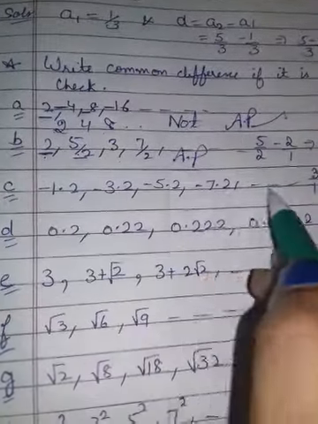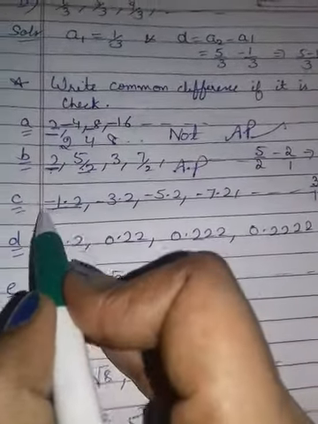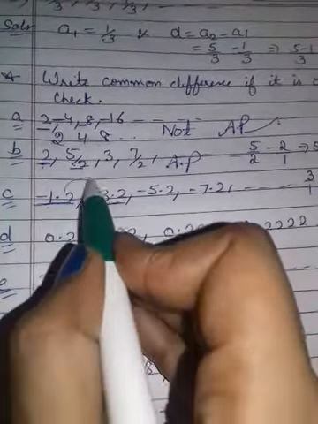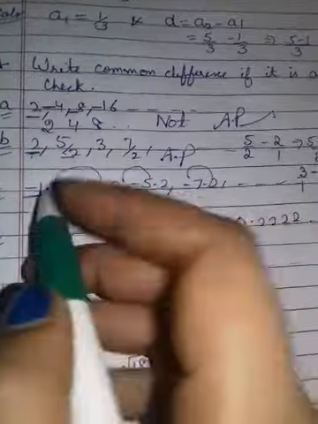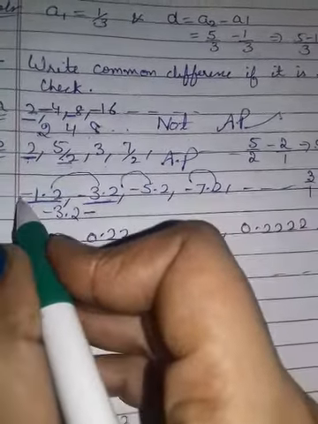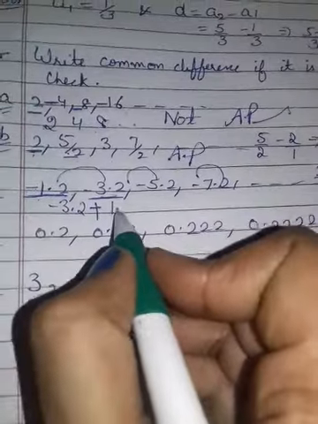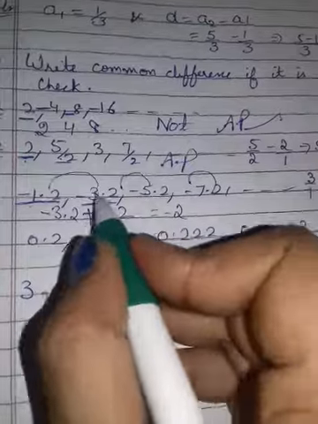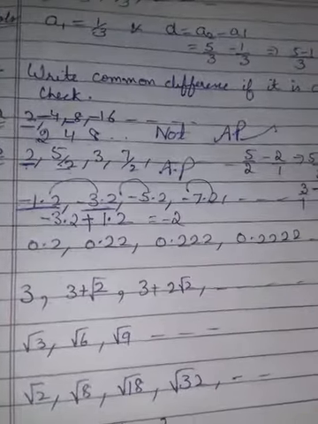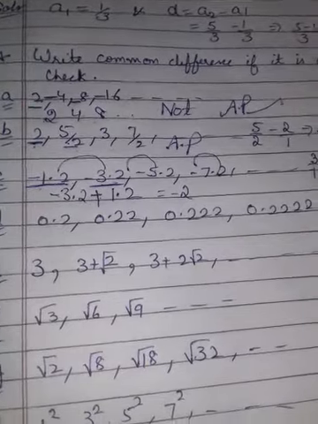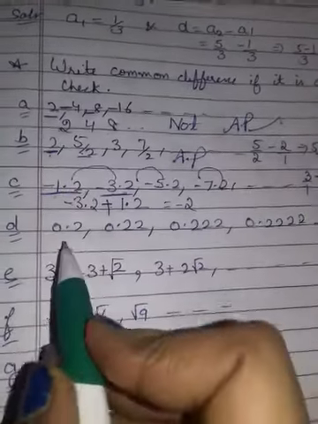Next is this, given to you. What is A? Minus 1 by 2. What is this? Minus 3.2. You know the difference is the same. See, minus 3.2, minus we will take, but minus is already there, so it will become plus. Minus plus, minus 2. Similarly here 2. All terms, the difference between them is the same. So we will see this is an AP.